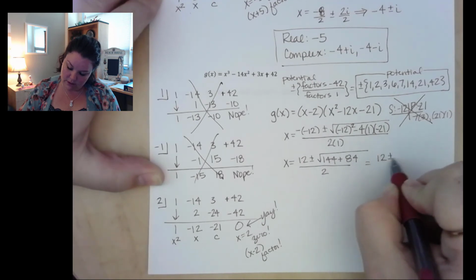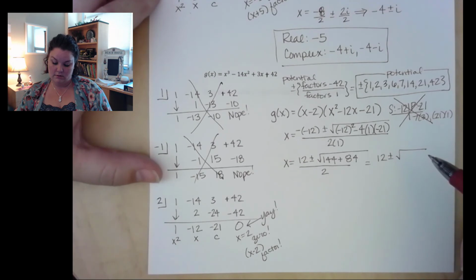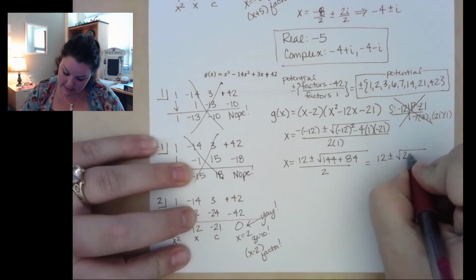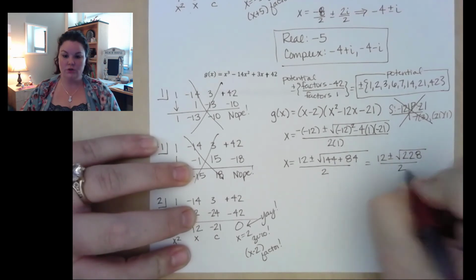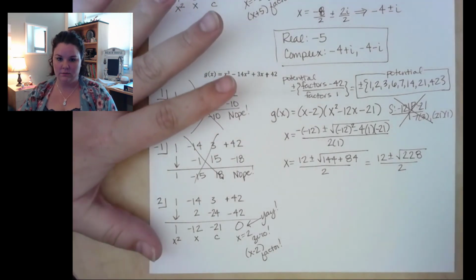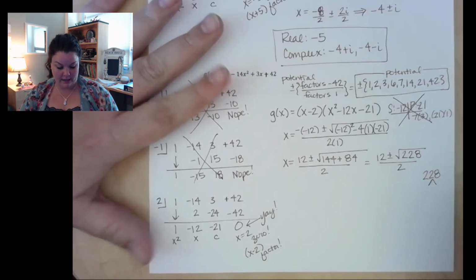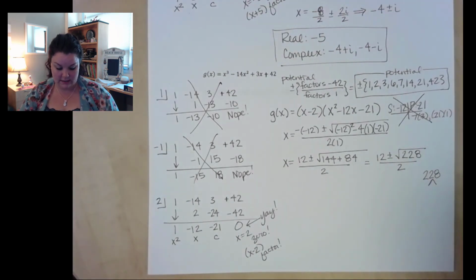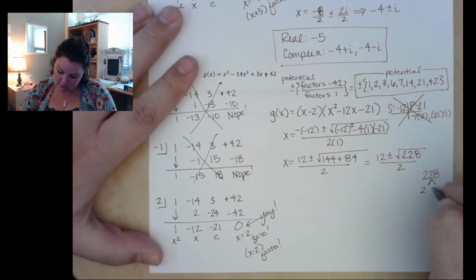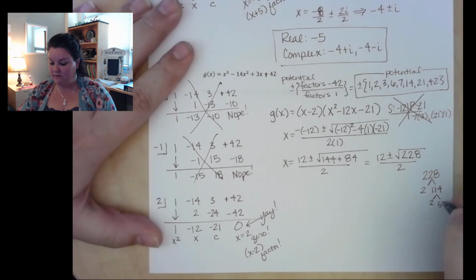So 12 plus or minus the square root of 144 plus 84 is 228, over 2. 228 is not a perfect square, so let's see if we can break that down a little bit. So 228, well, I know it's divisible by 2, right? Because it's even. So that's 2 times 114. That's also even, so we should be able to divide that one by 2 and get 57.